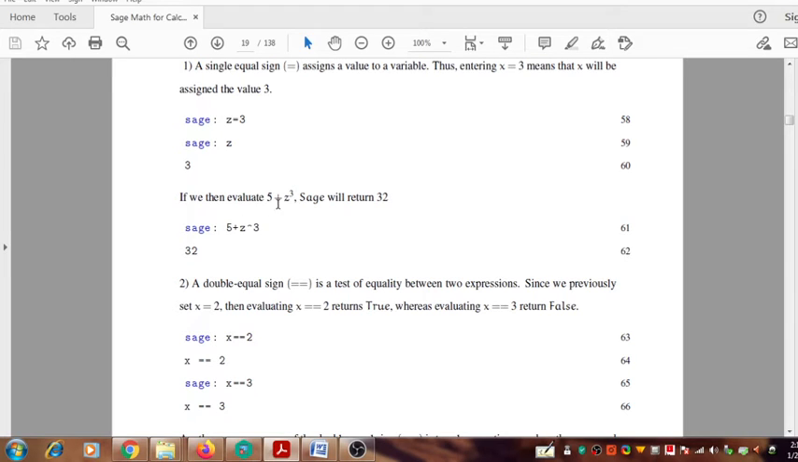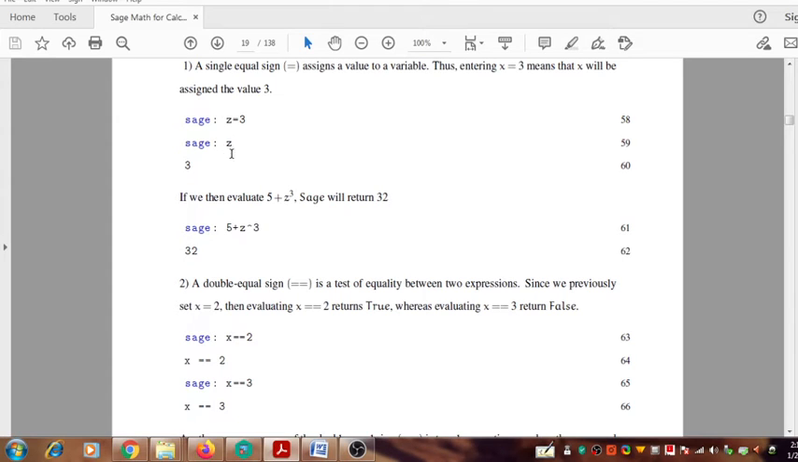So 5 plus z cube should be written in this way. And then if you take the output, once again I shall remind you that for taking output you have to press alt and enter key together, and then you will get the output. That output will be 32. Why? The output is 32 because already you have assigned the value 3 to the variable z.